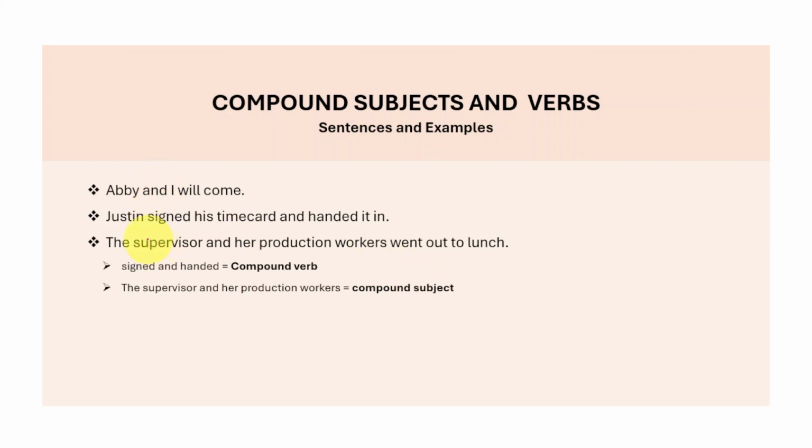Now when you take a look, here we've got the subject, then sign and hand. So we've got two verbs: one and one give us two. Now here we have a supervisor and the production workers. So these are the compound subject.